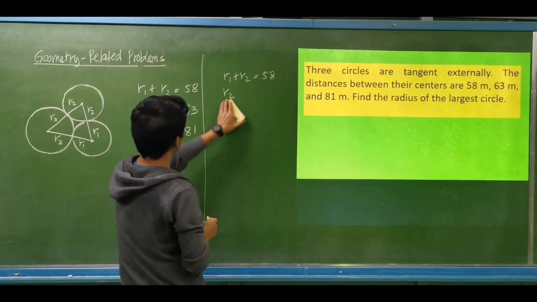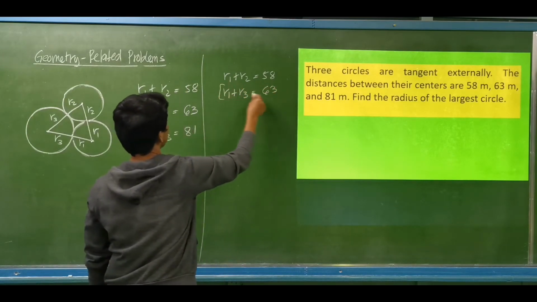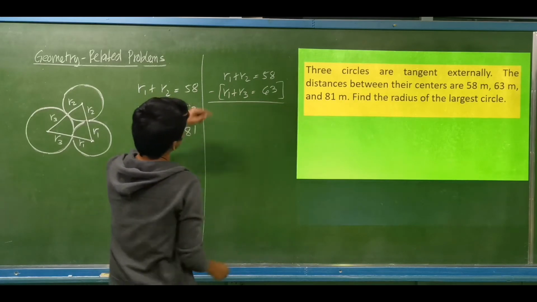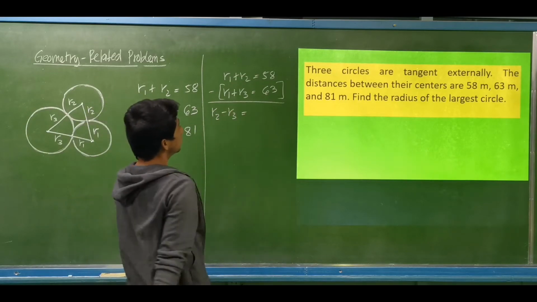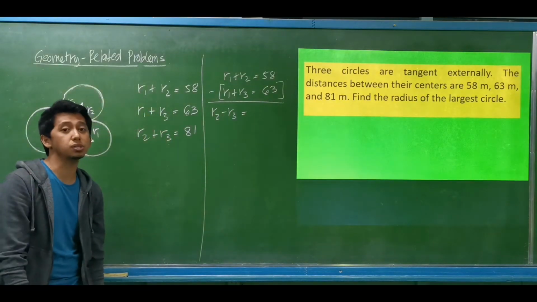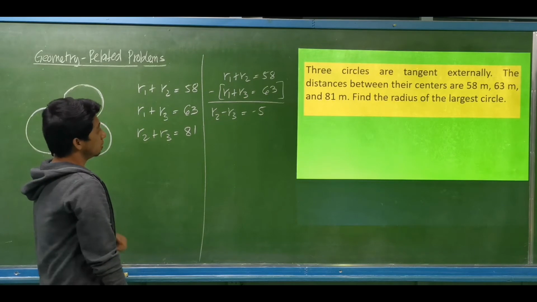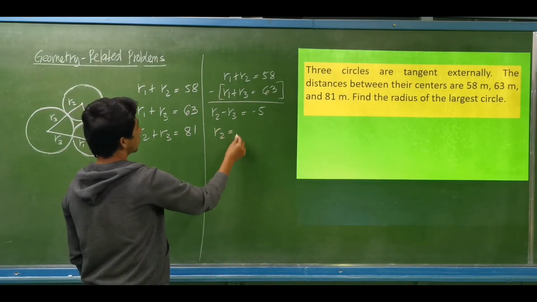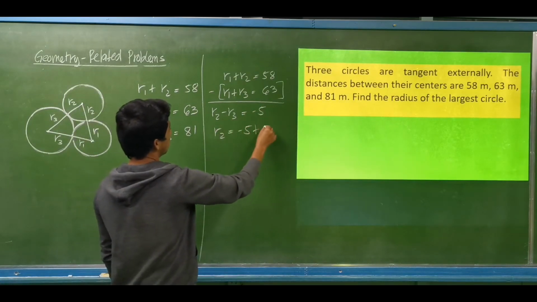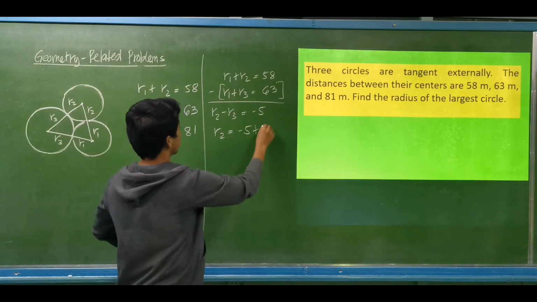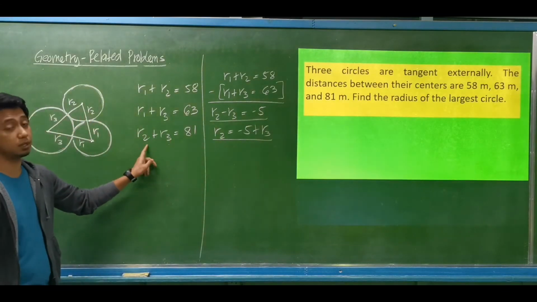Second equation is radius number 1 plus radius number 3 is equal to 63. So we subtract to eliminate R1. R1 minus R1 is 0. We have R sub 2 minus R sub 3 is equal to 58 minus 63, that is negative 5. Then radius number 2 is equal to, we transpose R sub 3 to the other side, negative 5 plus radius number 3. So we substitute the equivalent of radius number 2 on the third equation.